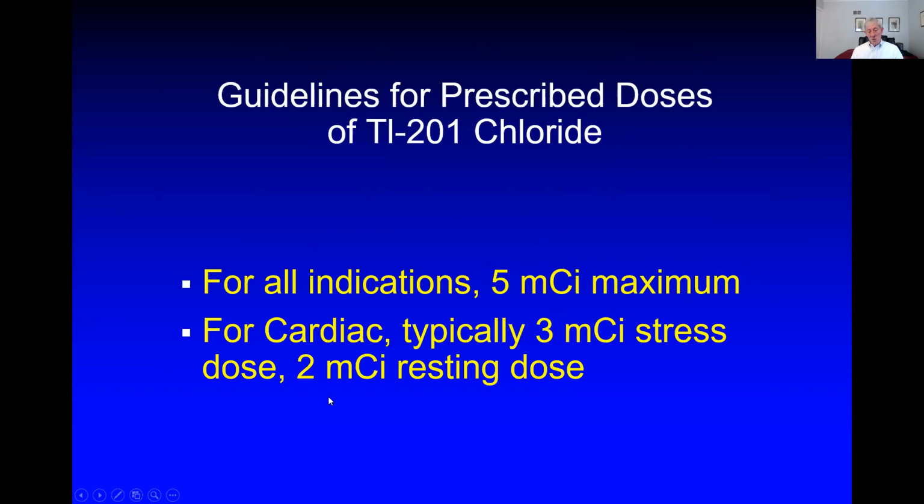And then we would give a 2 millicurie booster dose and perform the resting study. That was a maximum of 5 millicuries. Now, 5 millicuries doesn't sound like a lot compared to technetium doses that we use, but here's why there's a 5 millicurie maximum limit. For men, the testicular dose from 5 millicuries is 15,000 milligrams.